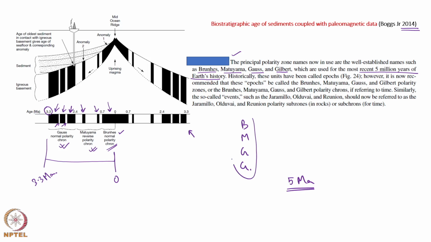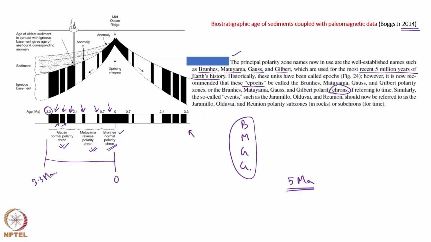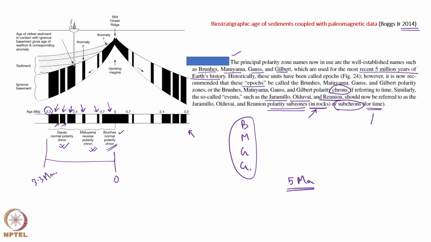Historically these units Brunhes, Matuyama, Gauss and Gilbert were called epochs, but then the terminology changed and we use the term chron. Any division of a chron will be called a subchron, for example Jaramillo, Olduvai and Reunion. The other usage is the polarity subzone, in case we are dealing with rocks, or in case we are dealing with time, subchron will be a good term.